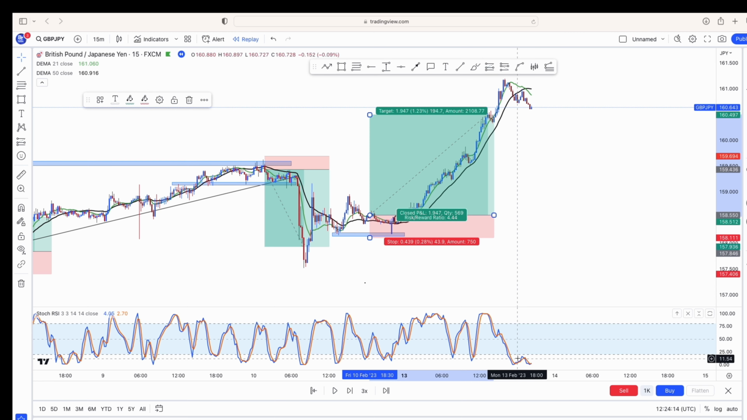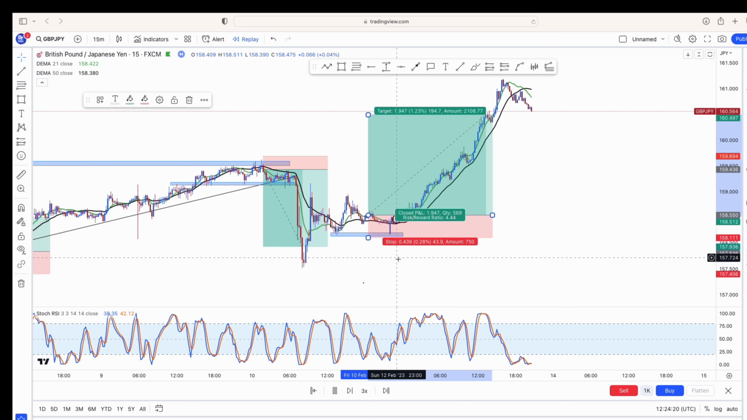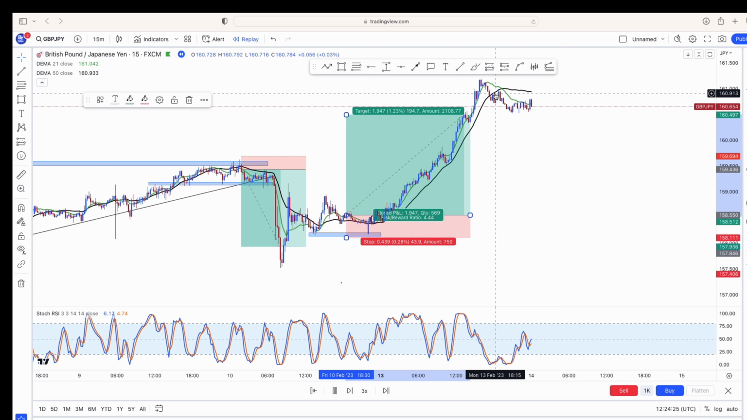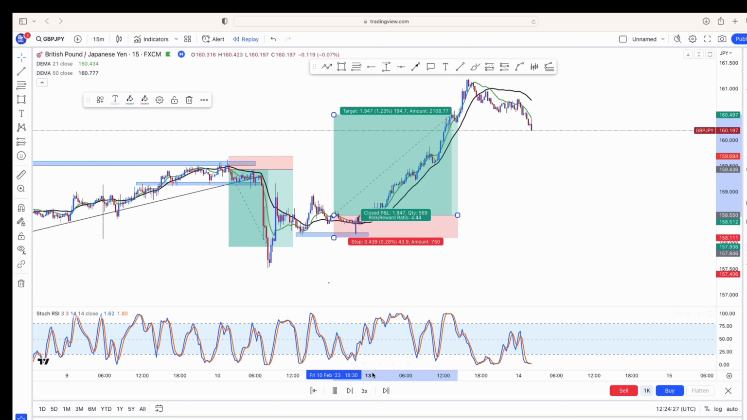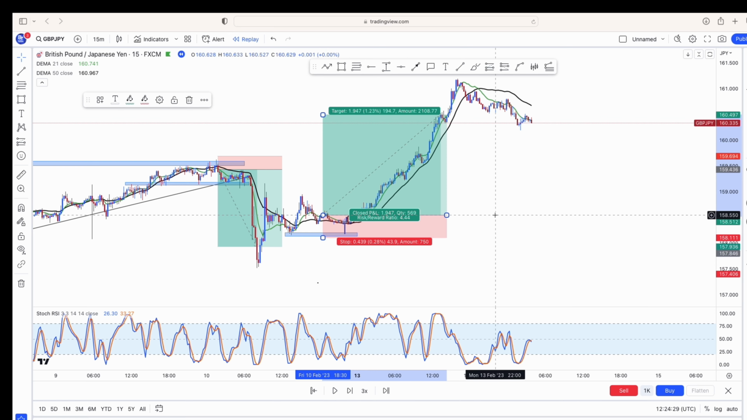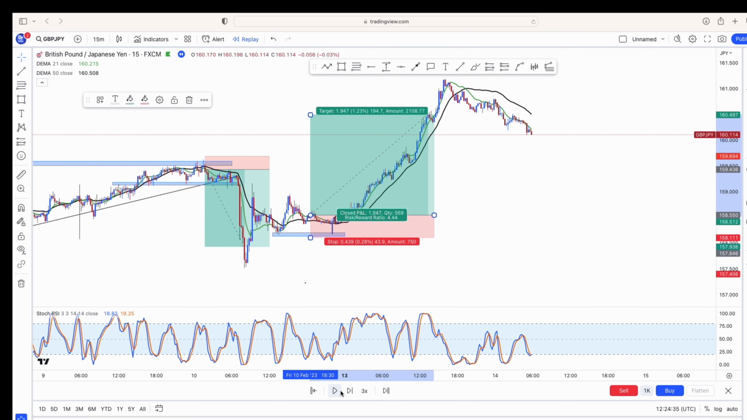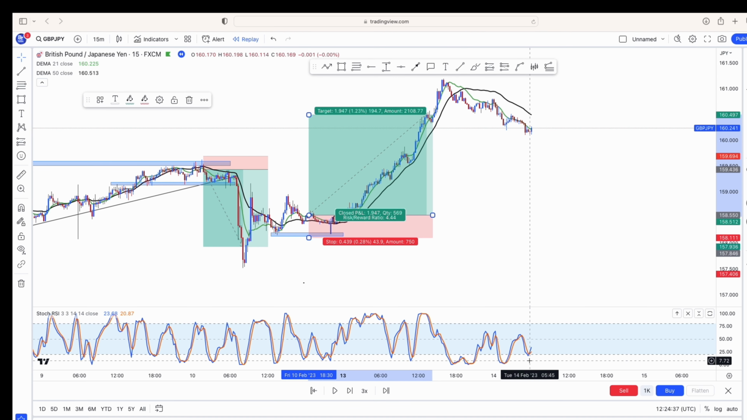Why are we not selling here? Because the price here, you can see it's already oversold, so we cannot sell there. So we saw a good impulse move at the bullish structure. So let's see what the market is doing. Here we are not selling because it didn't go above 80% of the stochastic. So we are still below, we cannot sell there.